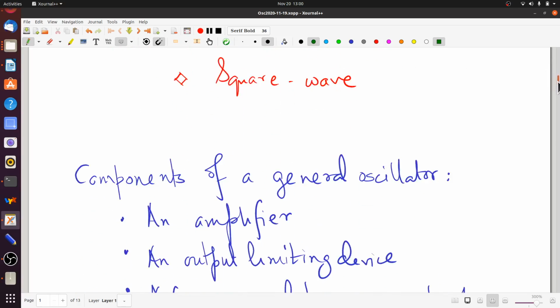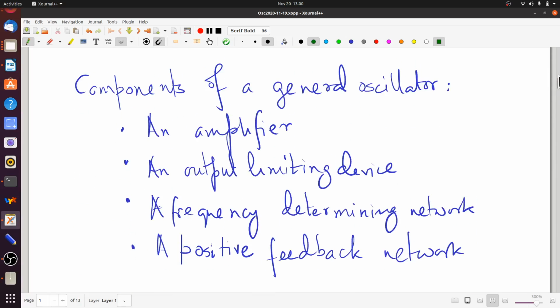Now, every oscillator typically requires these four basic components. At the heart of an oscillator, there has to be an amplifier. There has to be an output limiting device which, as we will explain soon, is required to ensure that the output does not become too big, or rather, in trying to become too big, becomes distorted. There is a frequency determining network, a part of the circuit which decides which particular frequency the oscillator is going to oscillate at, and a positive feedback network.